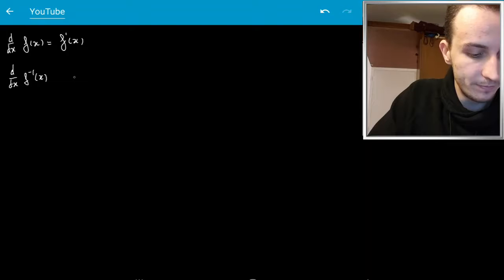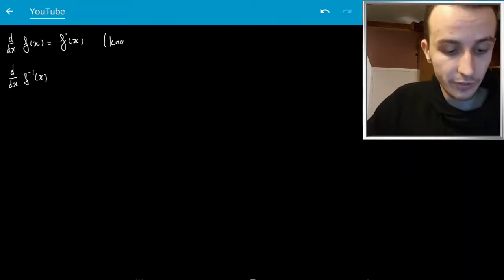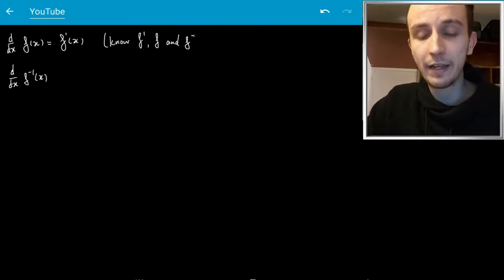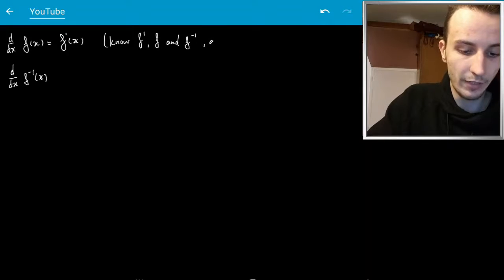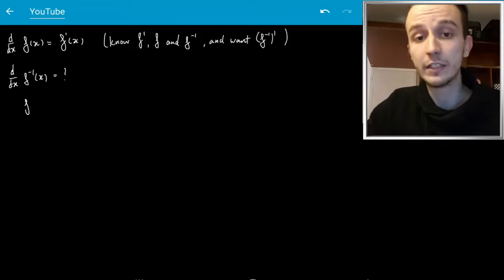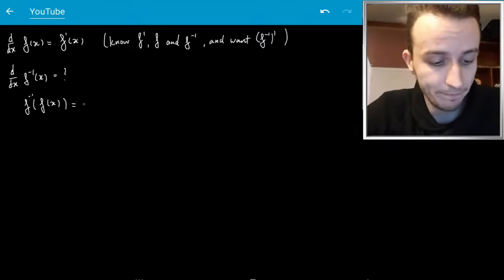Then can we find an expression for f inverse of x, such that it depends on f prime and f inverse? So in other words, we know f prime, f, and f inverse, and want f inverse prime as a function of these three or two. So let's see what that would be.